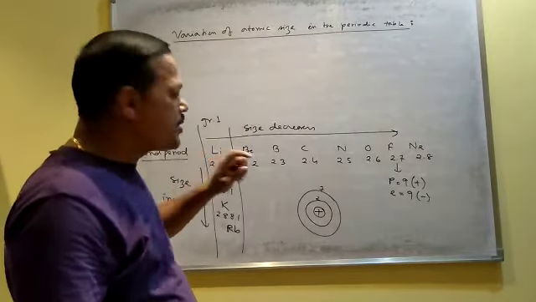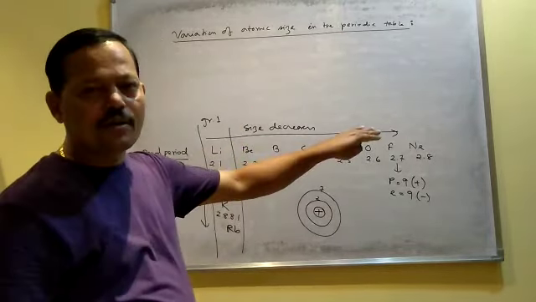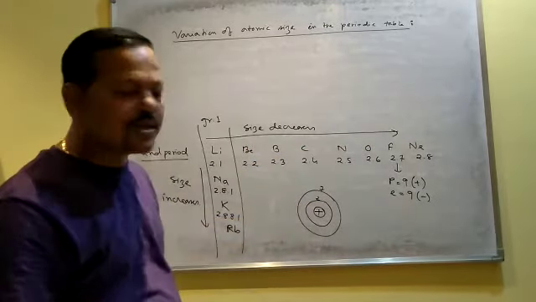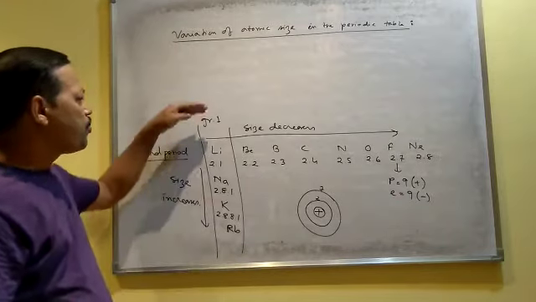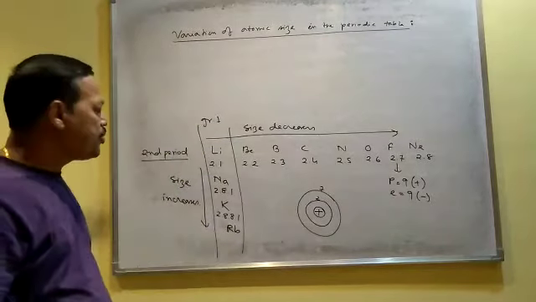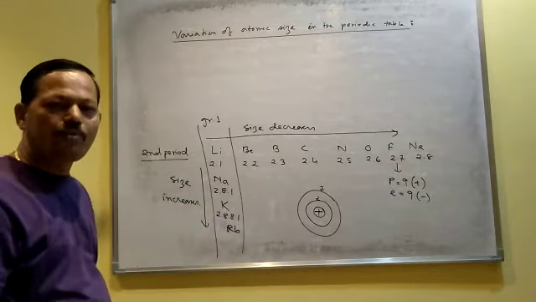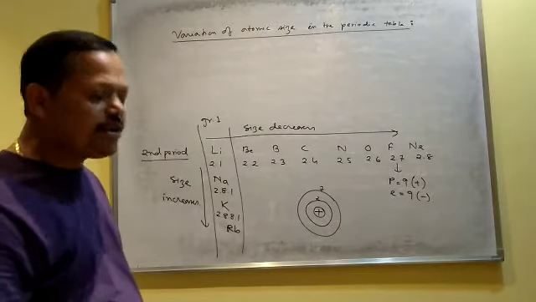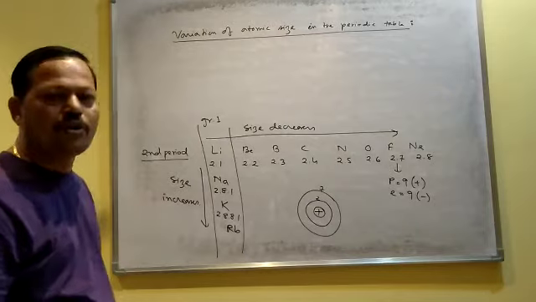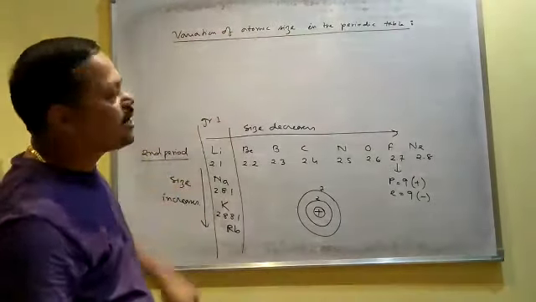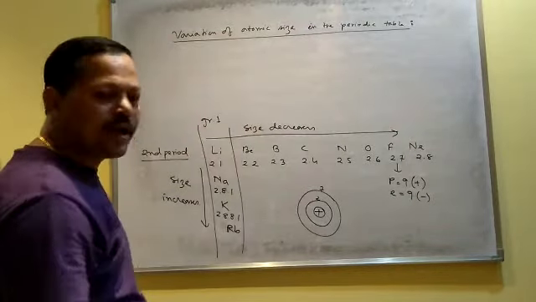In case of size, in a period from left to right, the size of the atom goes on decreasing due to increase in nuclear charge, and in a group from top to bottom, the size of the atom goes on increasing due to increase in number of shells. As the number of shells goes on increasing, the size of the atom also goes on increasing. So this is called variation of atomic size in the periodic table, and this is very important.